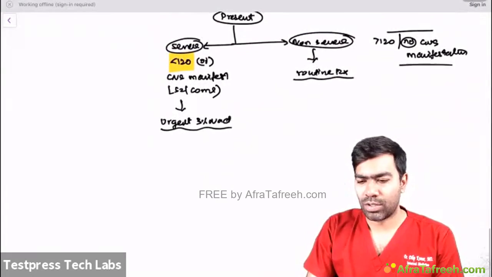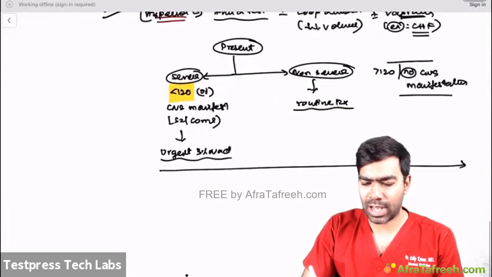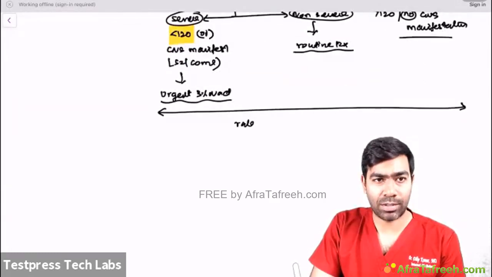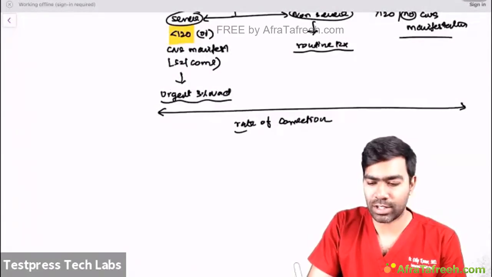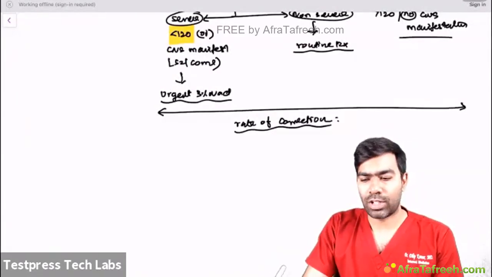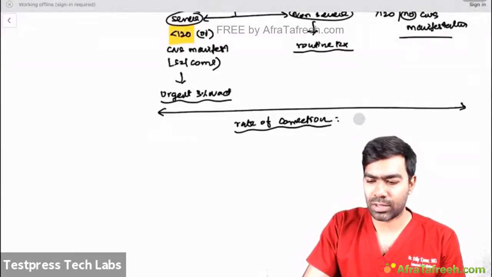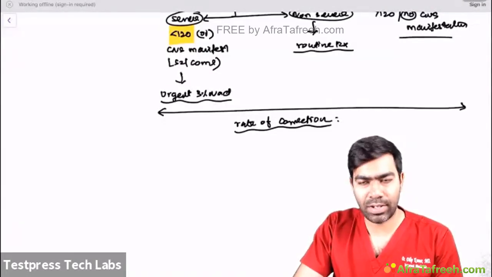Clear? Usually, whatever may be the type of management you do, they will definitely be asking what is the rate of correction. They'll be asking you how fast you correct and how slow you correct. The rate of correction is very important. So for that, typically, 6 to 8 milliequivalents per liter is the standard that's given by every textbook.